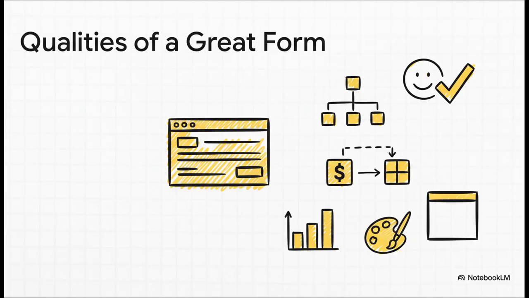And beyond just being easy, the best forms have a few secret weapons up their sleeve. We're talking about things like conditional logic. That's the magic that shows you different questions based on your previous answers. Then you have integrations, which is how your form automatically zaps data over to your other apps. And of course, you need customization to make it look like your brand, and analytics so you actually know what's working. These are the things that turn a simple box into a really smart automated tool.